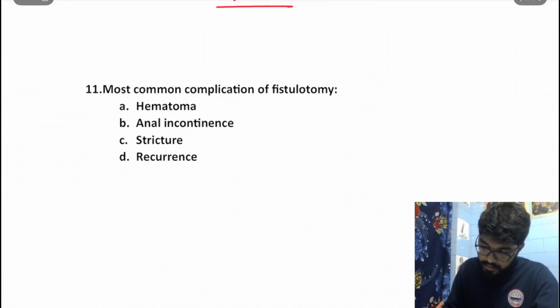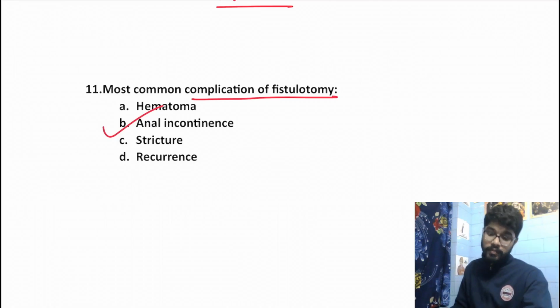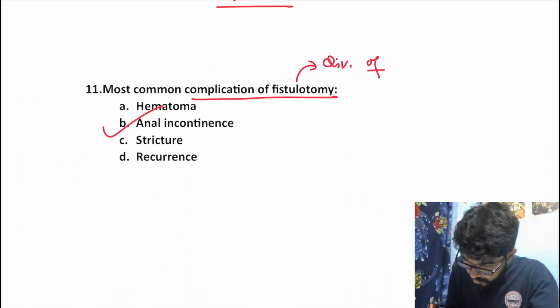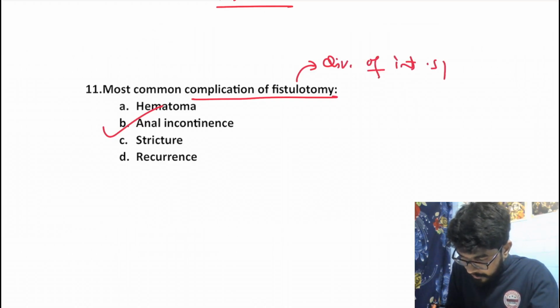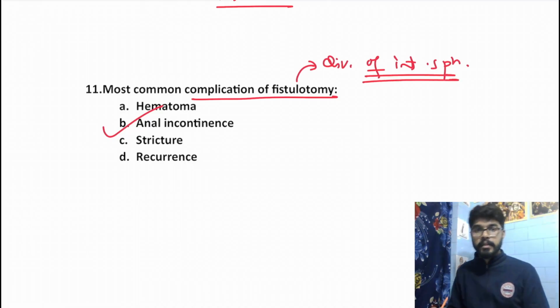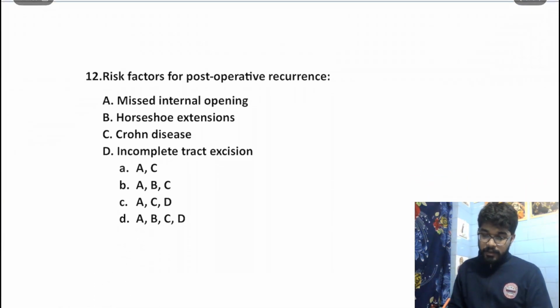Most common complication of fistulotomy, right? As we have already discussed, it is anal incontinence. Why is it so? Because in fistulotomy there is division of at least a part of our internal sphincter, which leads to incontinence. Okay. Moving on to the next question.